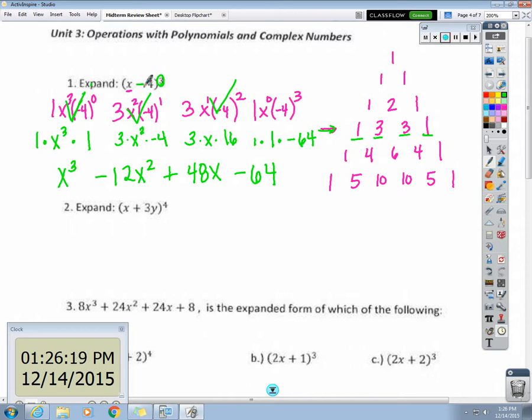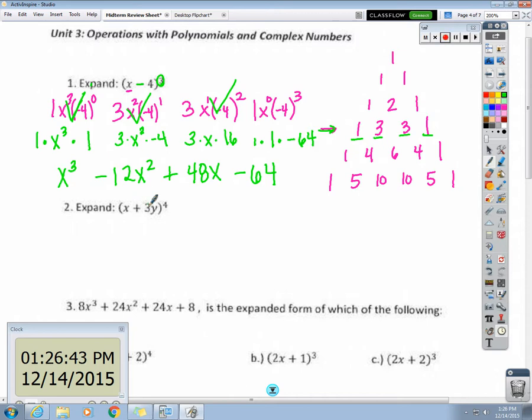Anytime it's a subtraction, the signs alternate from positive, negative, positive, negative. If it's positive in there, they'll all be positive. There will never be a case that it's all negative. Okay? So does everybody understand how you could eliminate some wrong answers by knowing how many terms you should have and what the sign should look like? Okay, now let's try number 2.